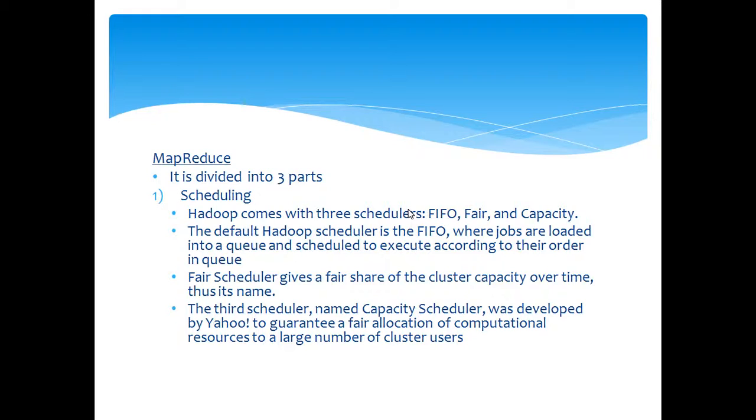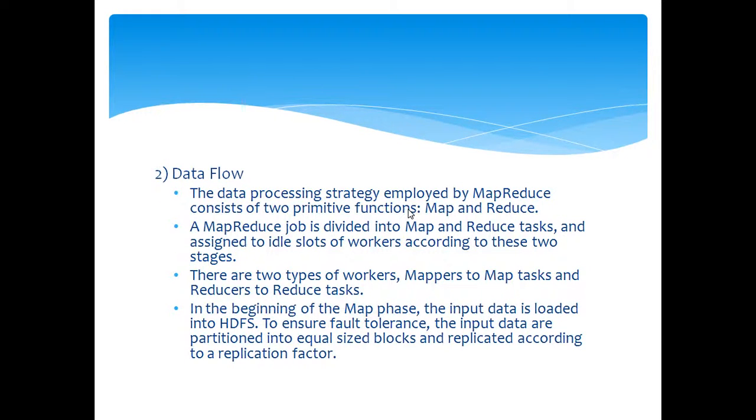And coming to the second part of MapReduce, it's the data flow. Data flow is nothing but how the data will be processed in Hadoop, how the data will flow. It has mainly two parts: map and reduce. And as there are two parts, there are two workers working there: the mappers to map the task, and the reducers to reduce the task.